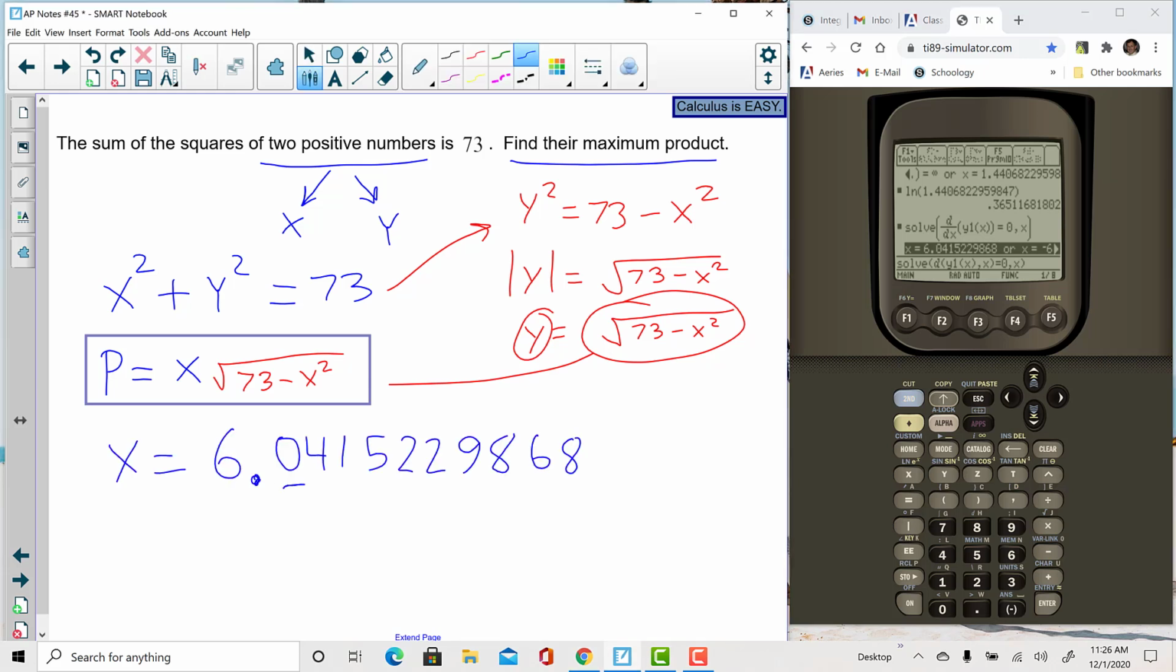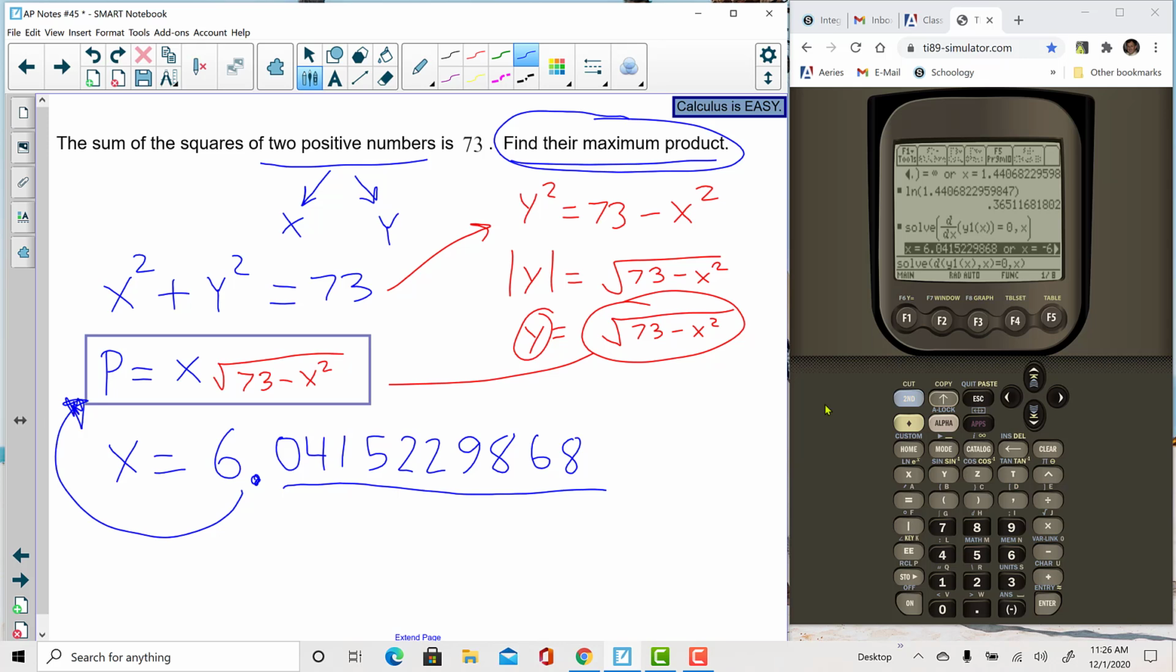Remember, always write down as many decimals of accuracy as possible, because you may need to use that number to make more calculations later. We do not need to figure out the y, because it just says find their maximum product. So we can plug this x value back into our product formula, and we can find that product.